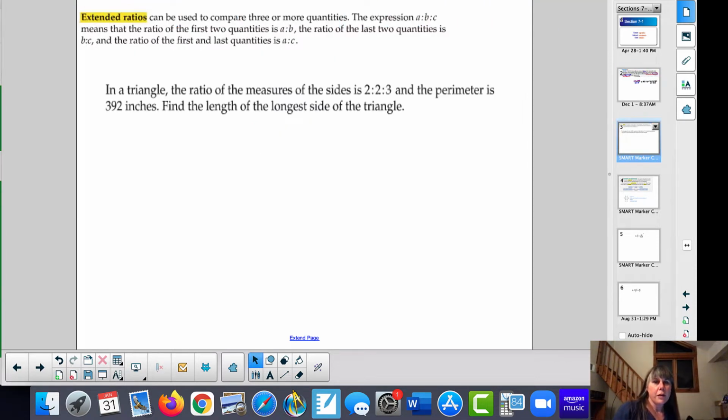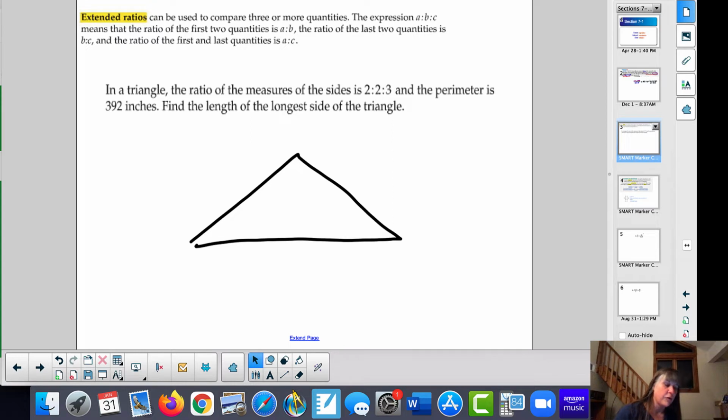Now, as I talked about in the video, sometimes you're going to get extended ratios where you have more than two, so we don't just have a fraction. In this particular problem, we have a triangle where the ratios are 2, 2, and 3. Now, that's not the actual sides of the triangle. So what that means is I can get the sides by taking 2 times some number for these two sides, and 3 times some number, that same number, for the third side. That means a ratio of 2 to 2 to 3. And then the second thing they tell me in this problem is that the perimeter is 392 inches. Well, perimeter is just adding up all the sides.